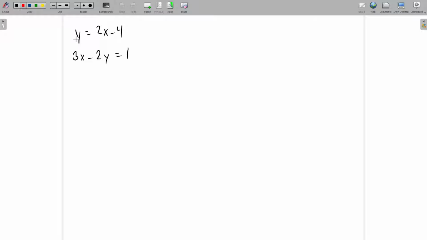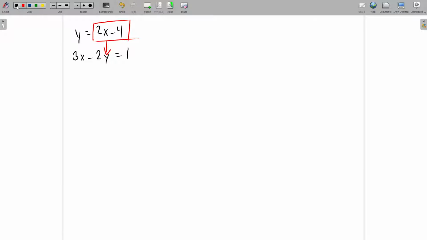We have two equations. One says y equals, and the other is written in standard form where we have the x's and y's on the same side of the equals. So what we're looking to do is get one of the equations to be either y equals or x equals. So here we have one of the equations given to us as y equals. So what we want to do is take what y is equal to, 2x minus 4, and plug it in or substitute it in for the y in the other equation.